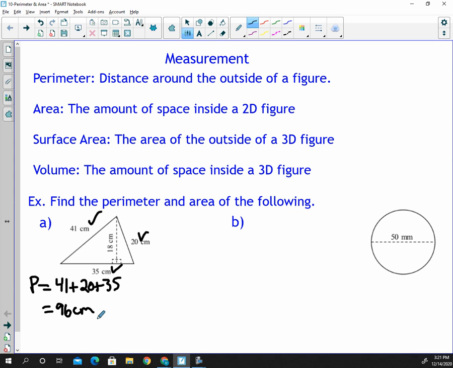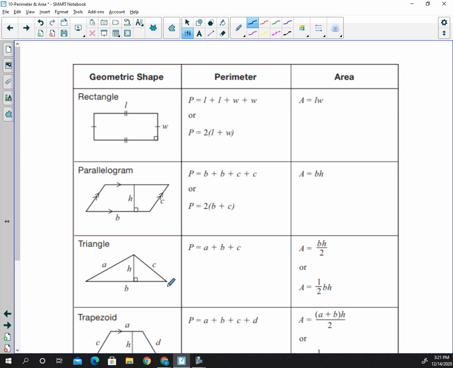All right, let's move right along then. We were asked to find, don't forget, we were asked to find both the perimeter and the area. So let's find the area. So again, if you're not sure how to find the area of a triangle, if you remember, that's great. But if not, you can always go to the formula sheet.